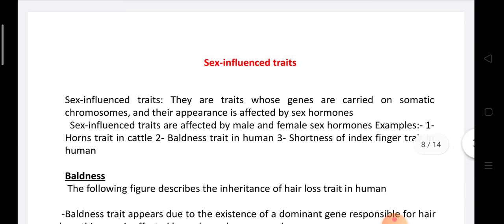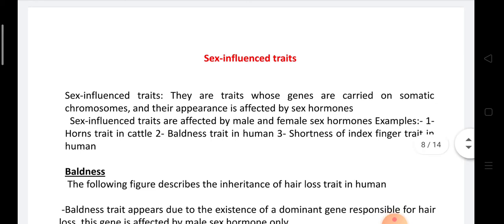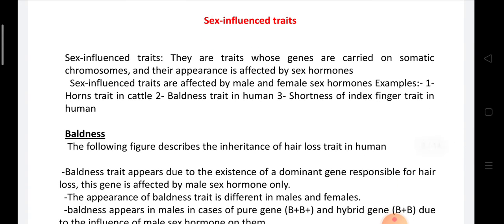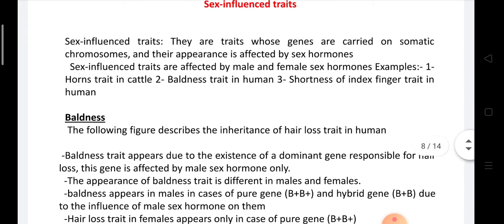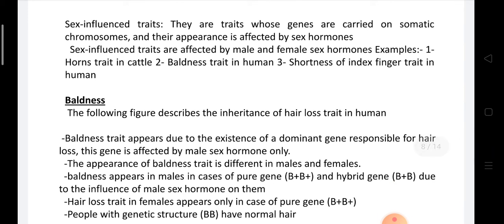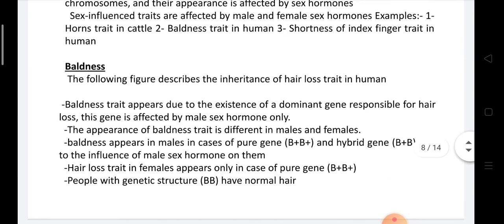Sex influenced traits. Genes of these traits are carried on autosomes but affected by sex chromosomes. Sex influenced traits are affected by male and female sex hormones. For example, horns trait in cattle, baldness trait in human, shortness of index finger trait in human.